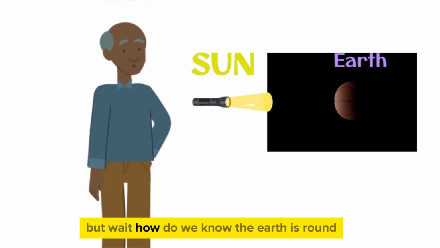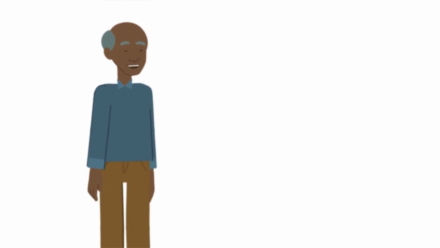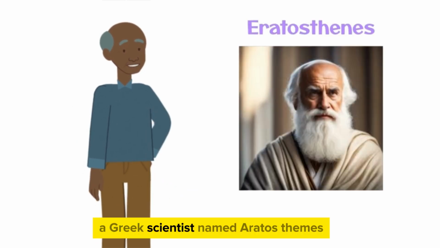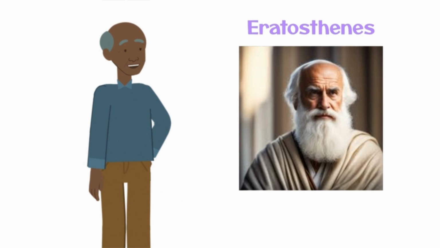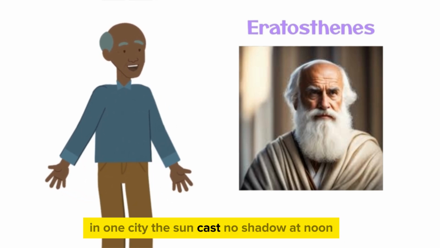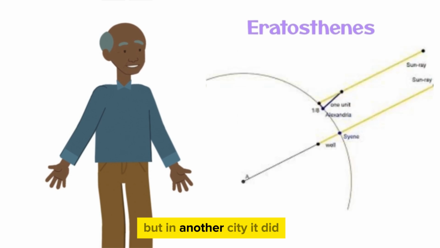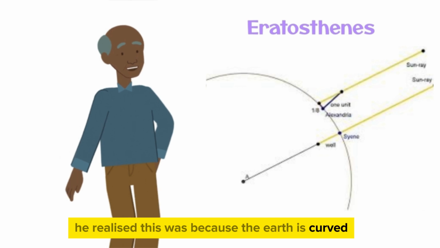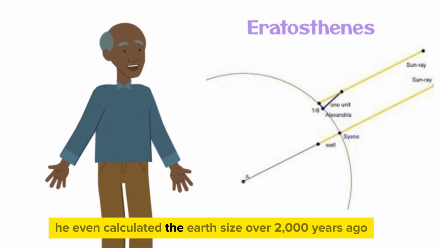But wait, how do we know the Earth is round? People figured this out thousands of years ago. A Greek scientist named Eratosthenes noticed something amazing. In one city, the sun cast no shadow at noon, but in another city, it did. He realized this was because the Earth is curved. He even calculated the Earth's size, over 2,000 years ago.